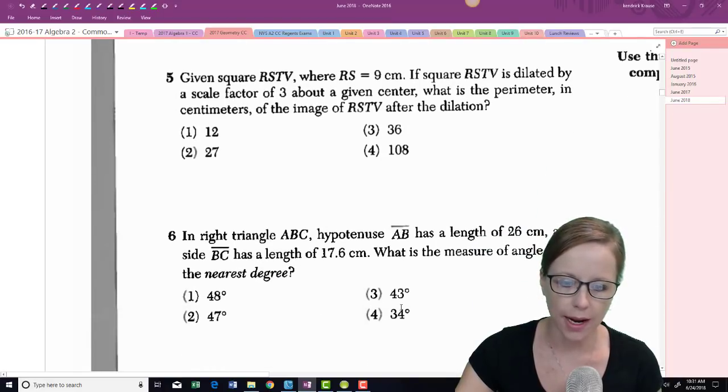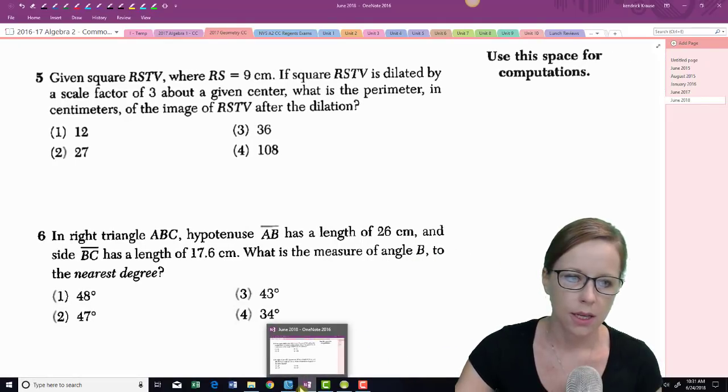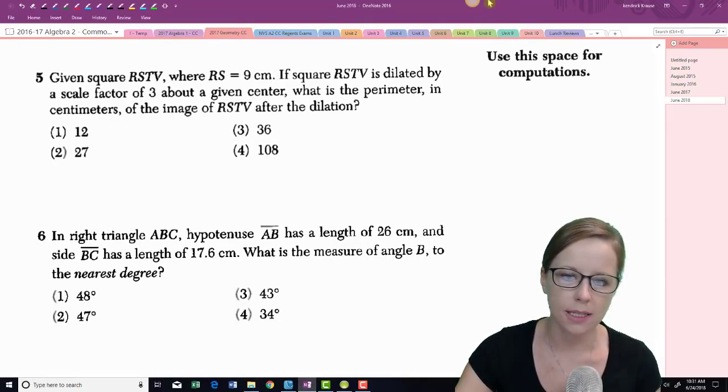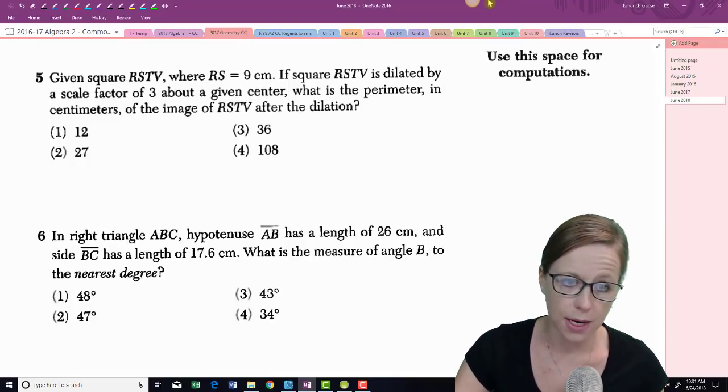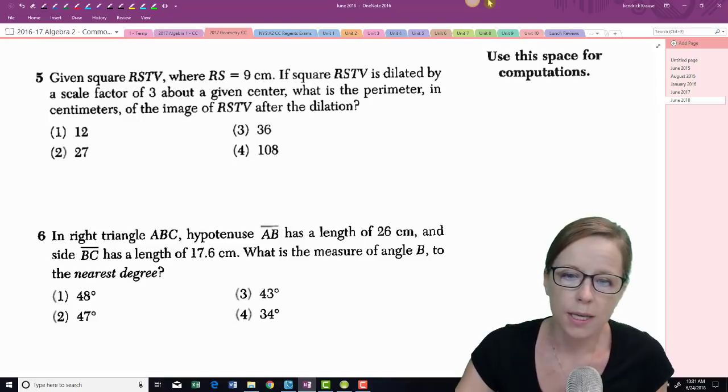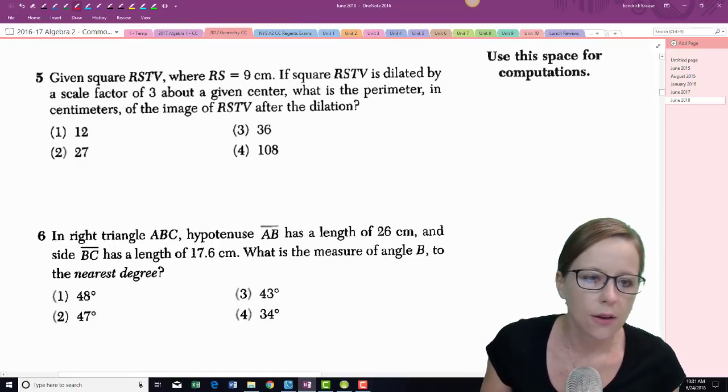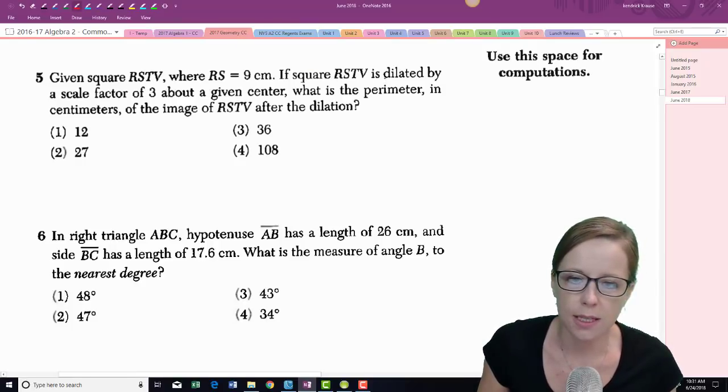So given square RSTV, let me move this over a little bit here. Given square RSTV, where RS is 9, if the square is dilated by a scale factor of 3 about its given center, what is the perimeter in centimeters of the image after the dilation? So you have to know a couple of things here. First of all, a dilation means multiply, right? Multiply, multiply, multiply. So we're multiplying by a scale factor of 3.